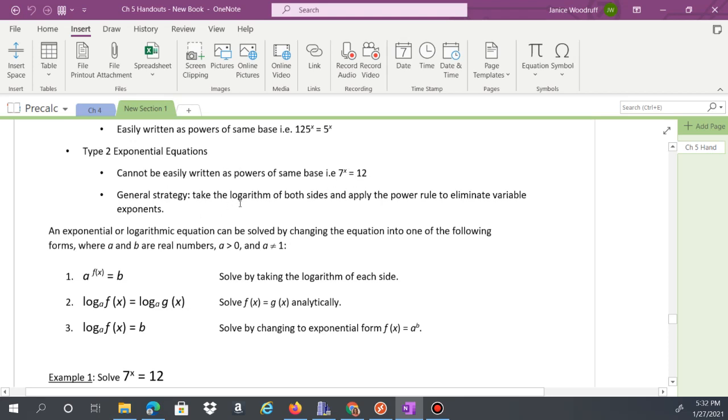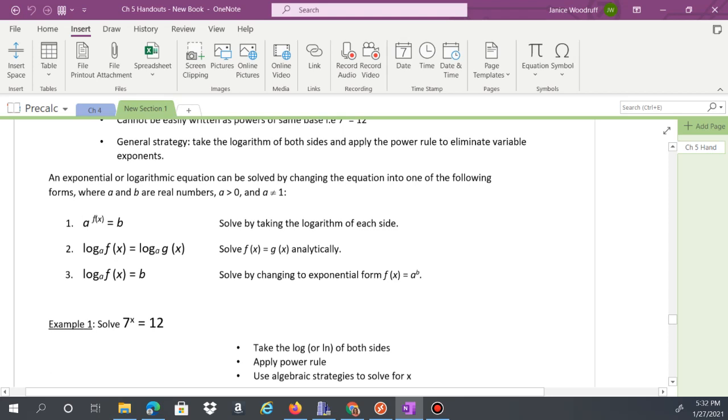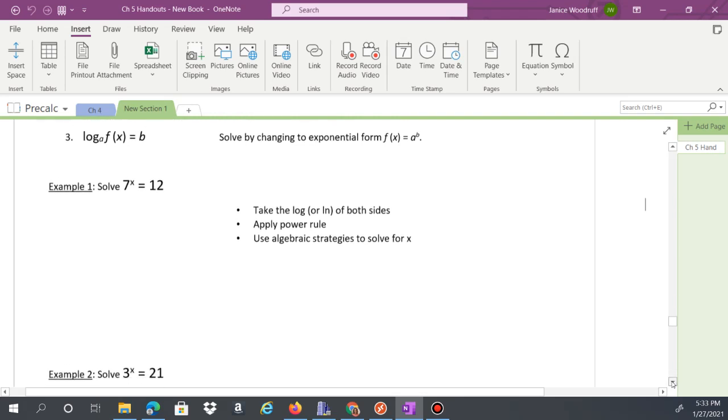So the general strategy is to take the logarithm or the natural logarithm of both sides and then use the power rule. There are a couple of different types that you're going to see here. You have 3 types, and we're going to do an example of each. In general, when you cannot rewrite as powers of the same base, take the log of each side. Number 2, if you have 2 logarithms with the same base, you can cross out the logarithm if there's one on each side. And then if you have a logarithm on one side, you would change it to exponential form and solve. I'm going to show you examples of all of these.